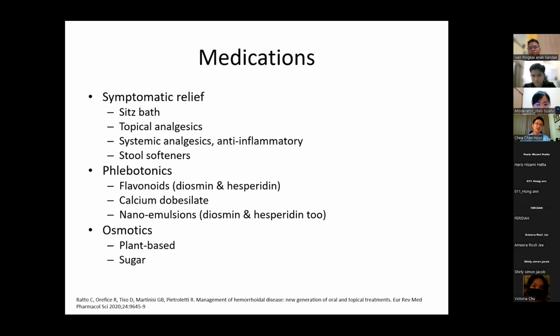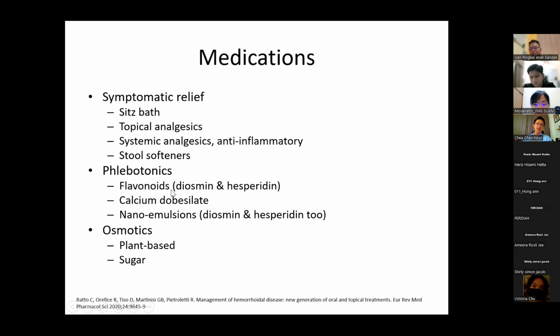Phlebotonics are medications very commonly given for treatment of hemorrhoids. There are a few types. The two common ones are flavonoids and calcium dobesilate. Flavonoids, the brand name is Daflon, consist of diosmin and hesperidin molecules. These molecules act on the blood vessels within the hemorrhoidal cushion, right? So they reduce the size of the hemorrhoidal cushion. And this is usually in oral tablet form.